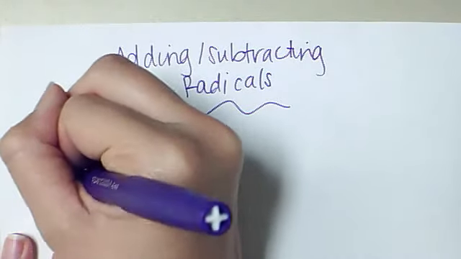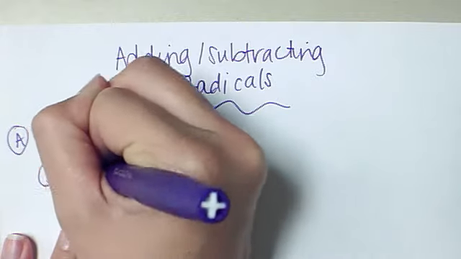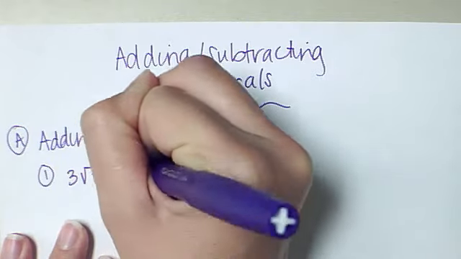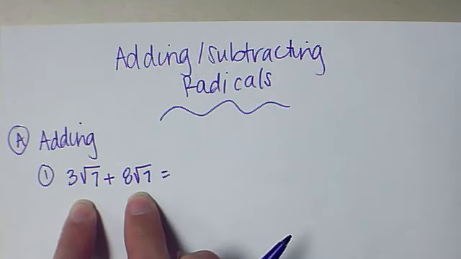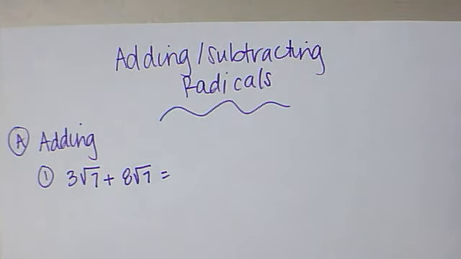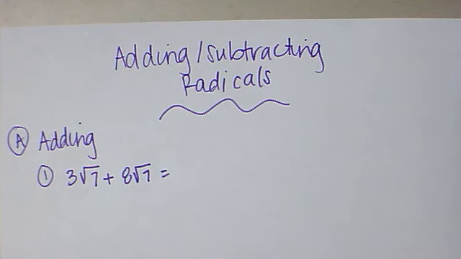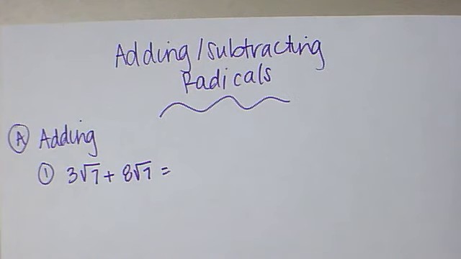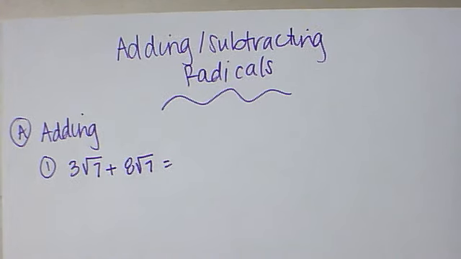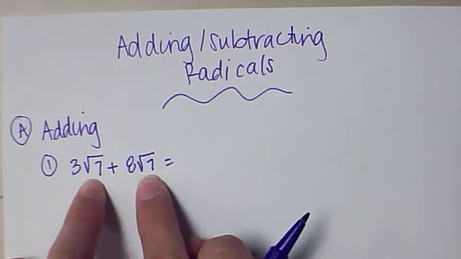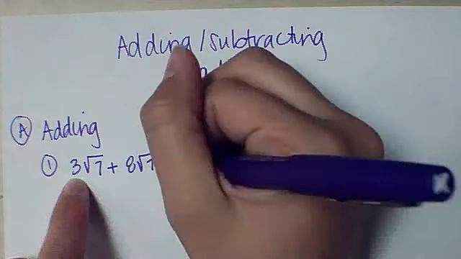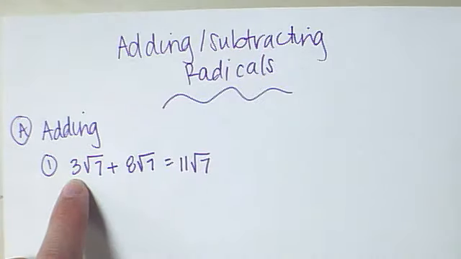If I have example number 1, that's 3 square roots of 7 plus 8 square roots of 7. You'll notice that both have square root of 7 on there, so they are like terms. I treat them like that, so they need to have like square roots to be able to put them together. And so then I just add the numbers out front. This acts almost like an x, and I do 3 plus 8, which is 11 square roots of 7. And that's it, that's my answer.